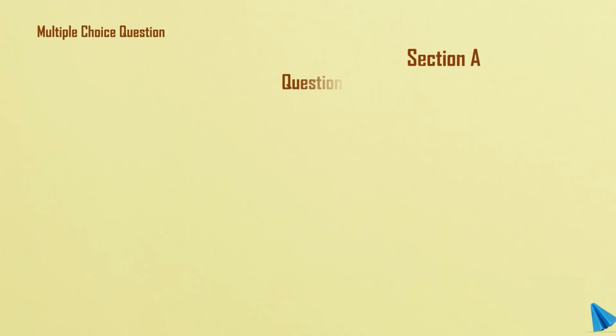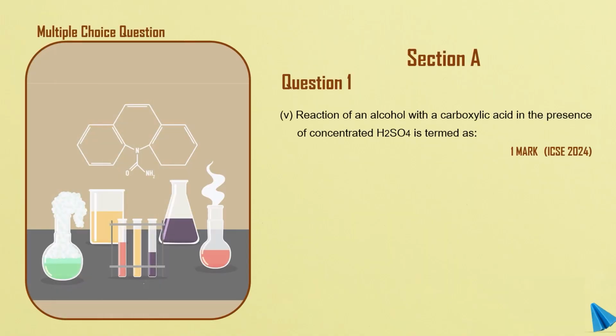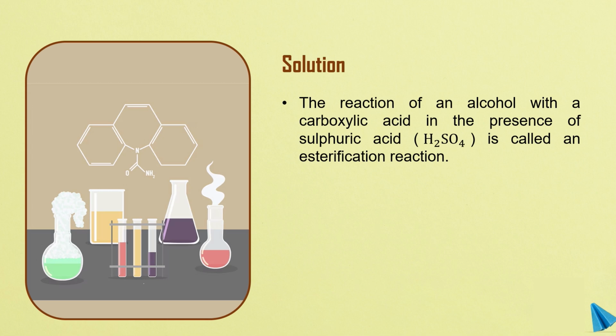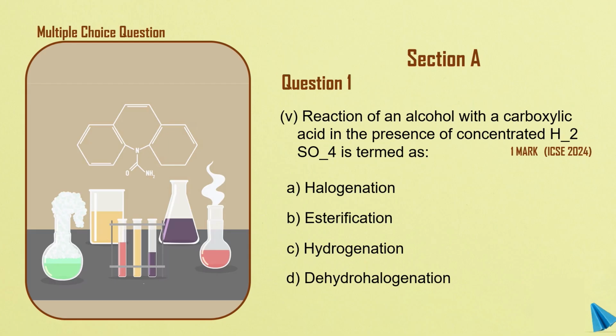Let's have a look at the next question, that is your question number 5. It says, reaction of an alcohol with a carboxylic acid in the presence of concentrated H2SO4 is termed as halogenation, esterification, hydrogenation or dehydrohalogenation. What's the right answer? The reaction of an alcohol with a carboxylic acid in the presence of sulfuric acid, that is H2SO4, is called an esterification reaction. So option B, that is esterification, is the correct option.